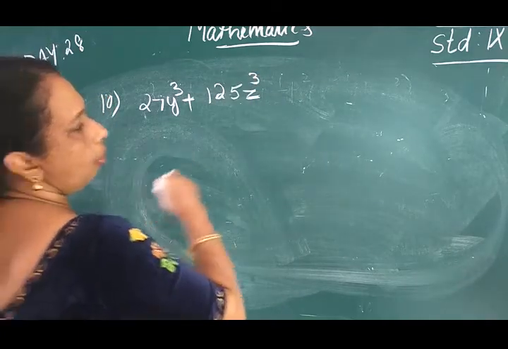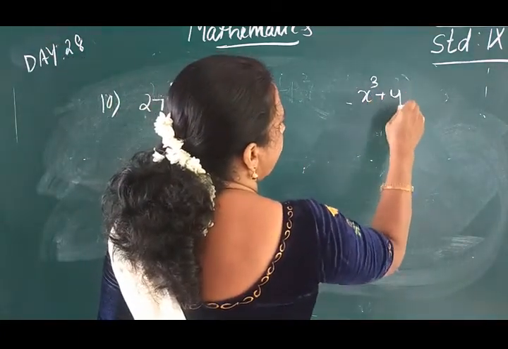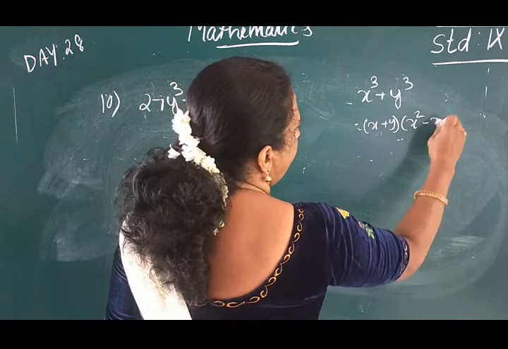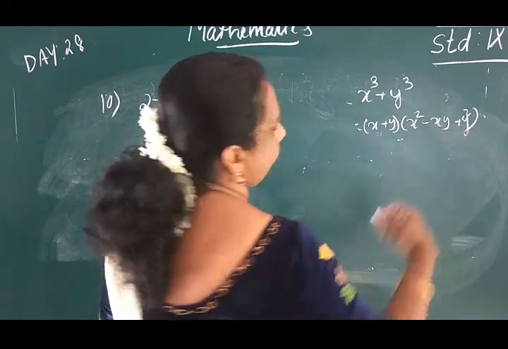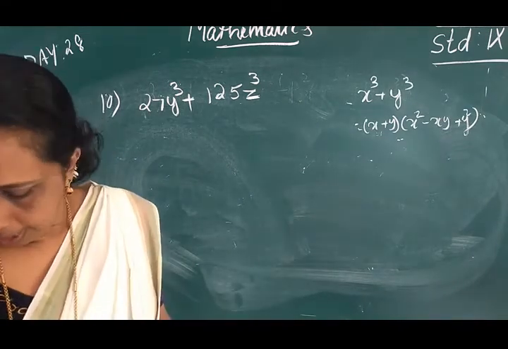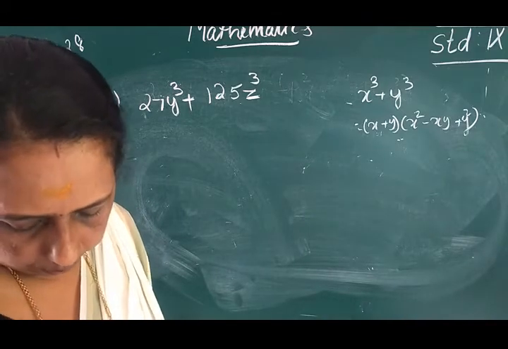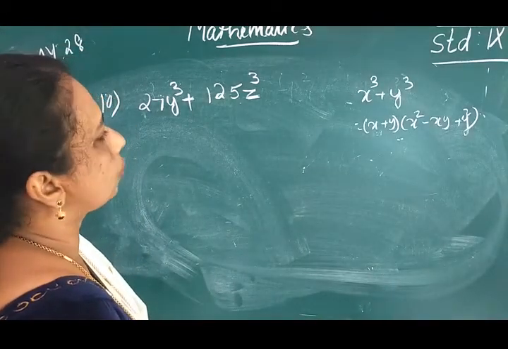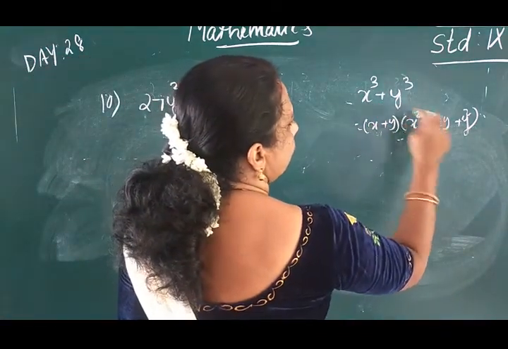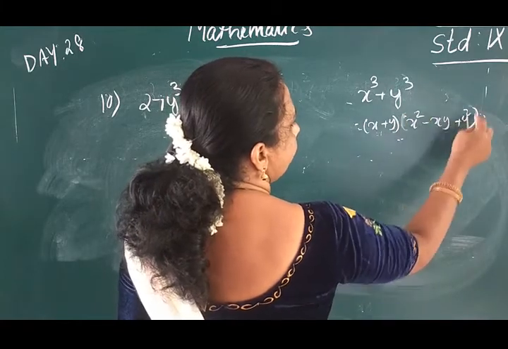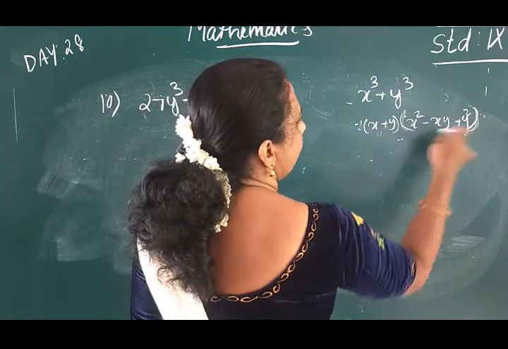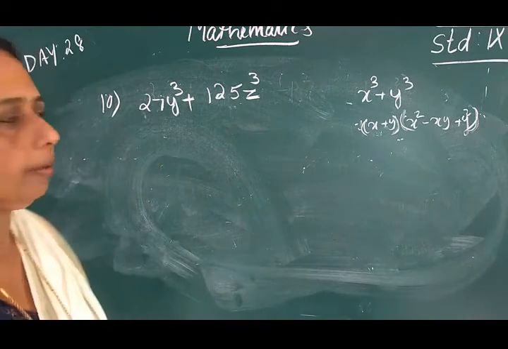This is in the form of x cube plus y cube. You know, x cube plus y cube is equal to x plus y into x square minus xy plus y square. Then write the factors of the expression. That way you want to change this question into two factors. This one is one factor and this one is another factor.